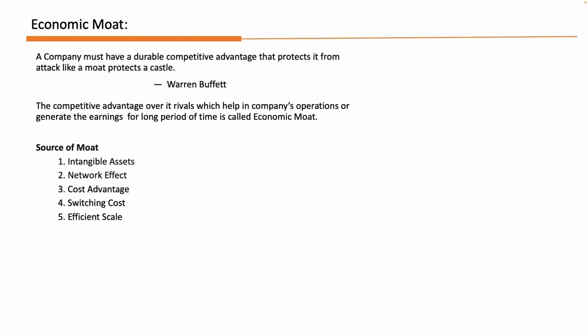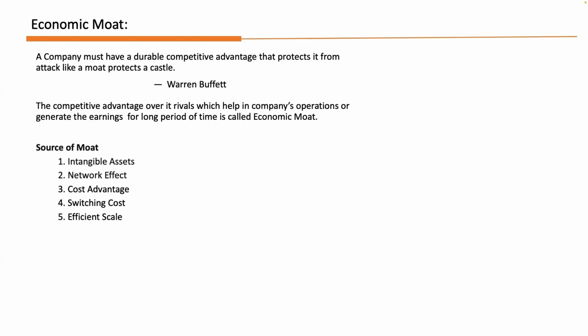First is intangible assets. These are brand recognition, patents, and regulatory licenses it is holding. Network effect is when the value of a product or service grows as its user base expands, for example Apple and Microsoft. Cost advantage is the ability to produce products or services at a lower cost than competitors, for example, Walmart.